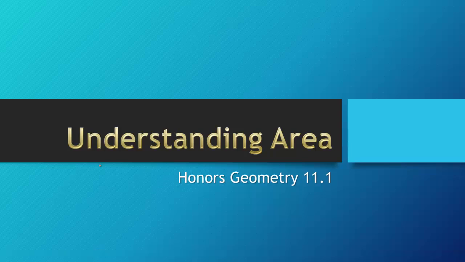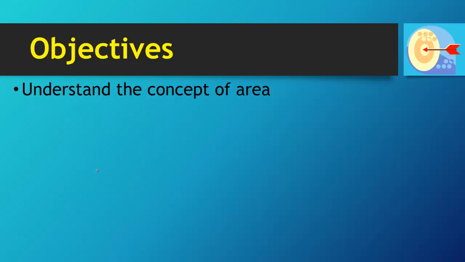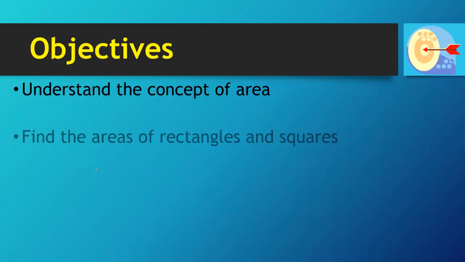All right, so Unit 10, this is Understanding Area. This is 11.1 in your books. And let's get right to the objectives. You will understand the concept of area, which I'm sure many of you think you do already, so that's good. But keep in mind that we're going to be using some of the stuff we've learned from previous units. Obviously, no proofs or anything like that, but as far as some of the other stuff we've learned, Pythagorean theorem and whatnot, that's going to come into play here too.